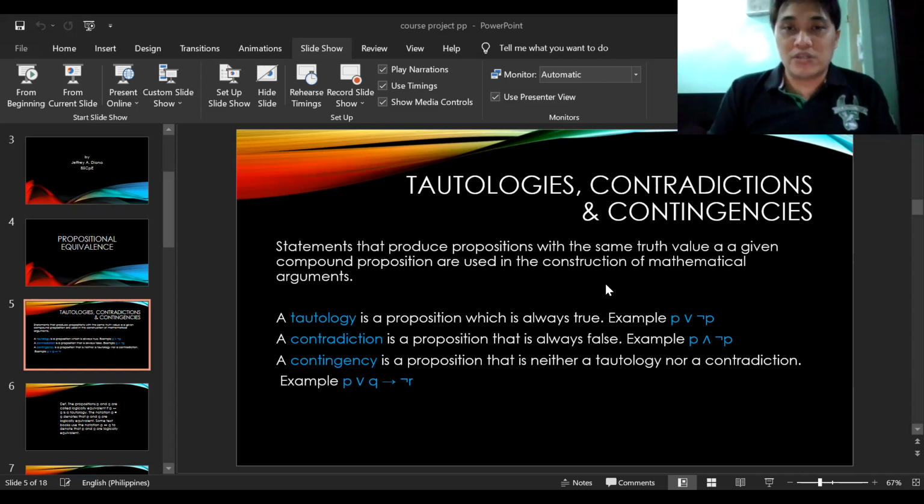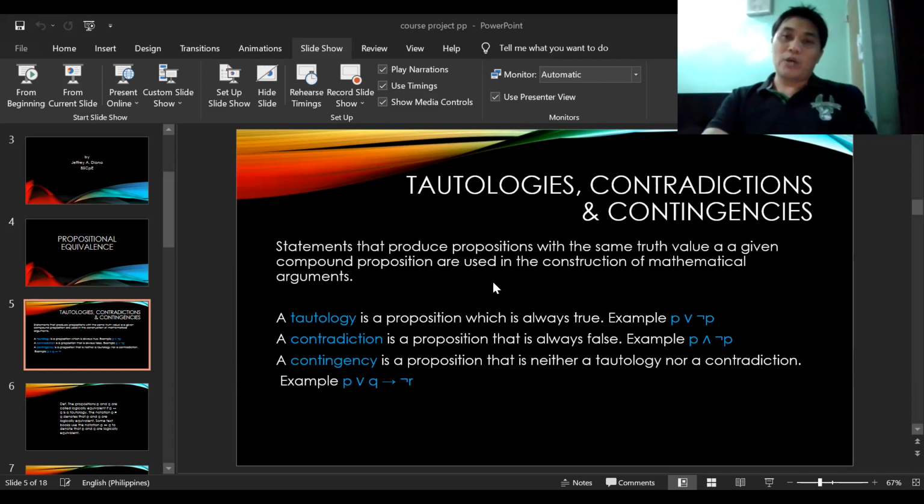Statements that produce propositions with the same truth value as a given compound proposition are used in the construction of mathematical arguments. First is a tautology. From our definition, a tautology is a proposition which is always true. For example, our statement P or negation of P. This is always true.